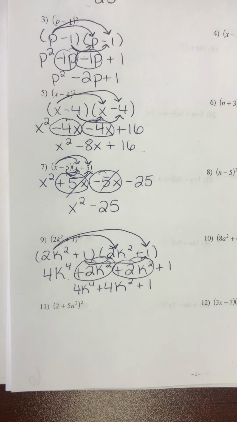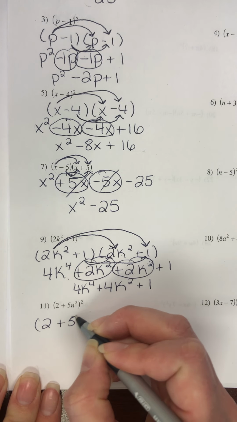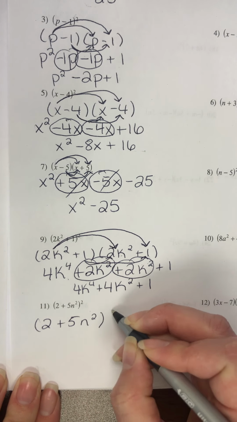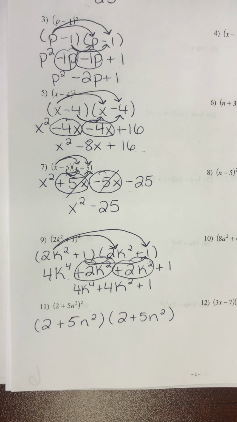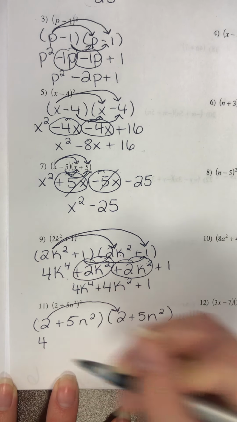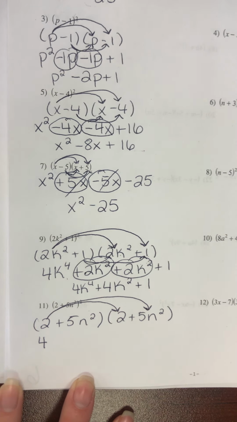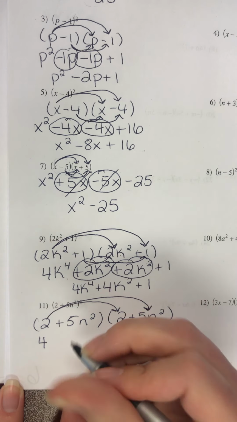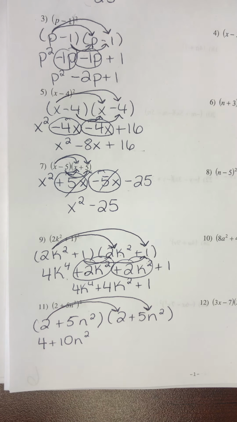All right, number 11, our last one. Number 11, again, we're squaring this whole term. So I'm going to write that whole polynomial, that binomial, out 2 times. And you guessed it, doing double distribution. So 2 times 2 gives me 4. 2 times 5n squared. So 2 times 5 is just 10. And I carry along the n squared.